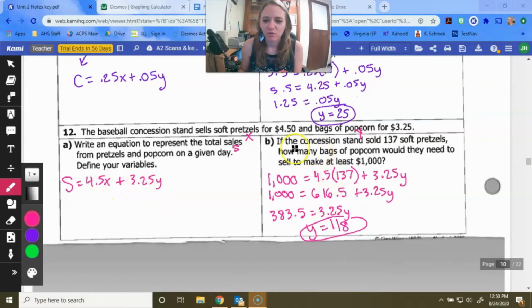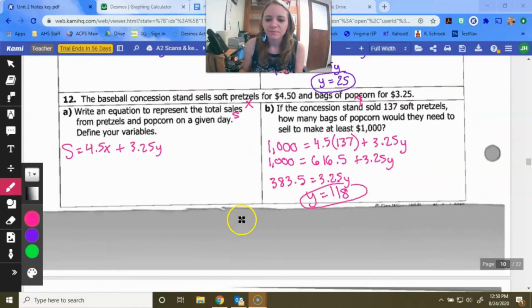Then over to the scenario, they sell 137 of the x's, of the pretzels. So plug that in for your x. And they want to make at least $1,000. So to reach $1,000, you would solve and get y by itself, figure out what y is, and you should get this, 118.